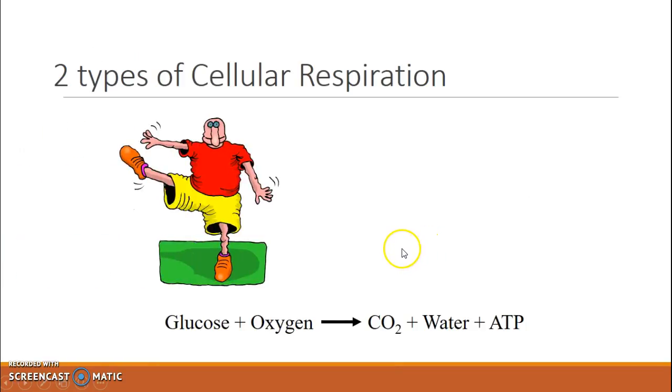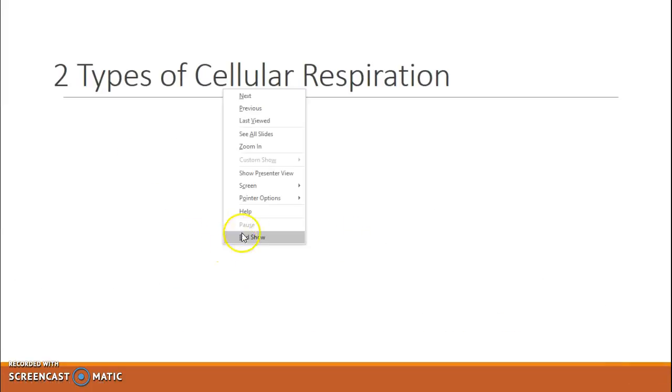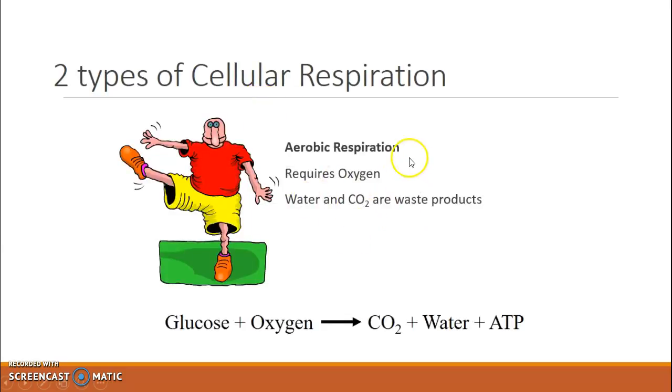Okay, so when we look at it, there are two types of cellular respiration. There is aerobic, so this guy's doing aerobics, and you need oxygen, okay, when you do aerobics. So you take in food, that's the glucose. Remember, we stepped up our vocabulary, and we're calling our food now glucose, okay, plus oxygen.